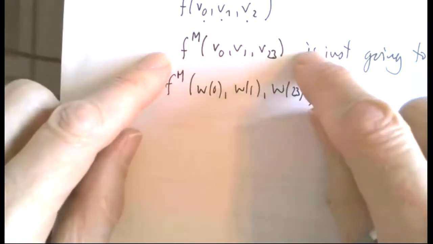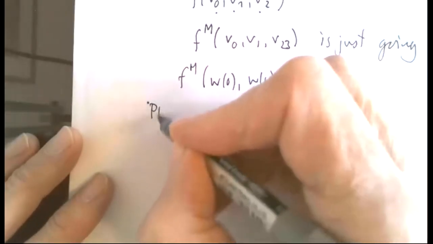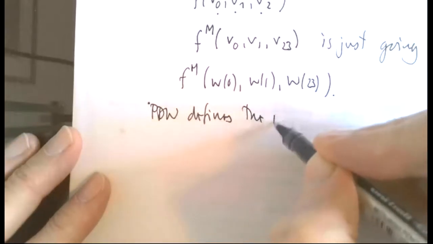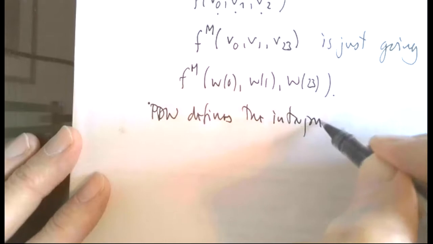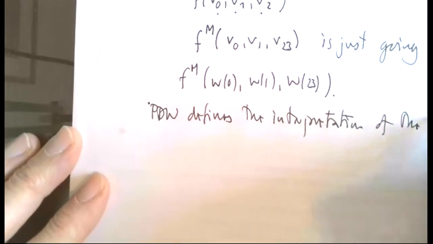So I'm defining the interpretation of the function to be just here a 3-place, a ternary function. So when I say we, so me, defines the interpretation of the function.